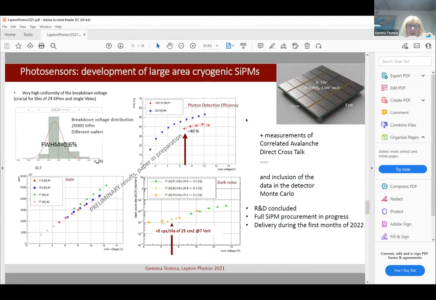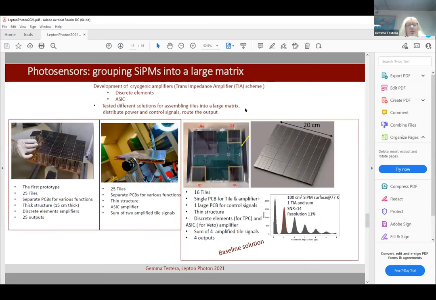And very important, we have also included all these properties in our Monte Carlo to predict the light response, taking into account the response of the SiPM, including direct crosstalk, correlated avalanche, and all the instrumental effects about the SiPM that we could measure. We have developed several technologies to assemble tiles of 5 by 5 square centimeters into a large matrix that then should build the large optical planes of the TPC.